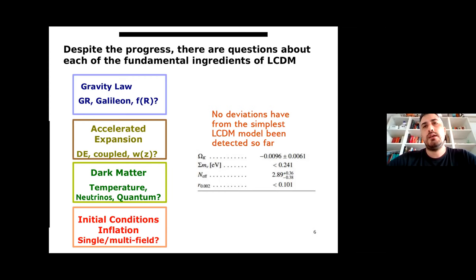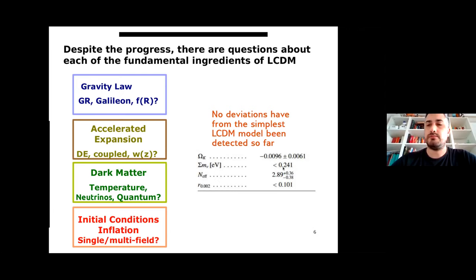But so far, despite increasing statistical power, the simplest lambda CDM scenario is compatible with all observations. Like curvature is still compatible with flat, with zero, and neutrino masses are also compatible with zero, and so on.